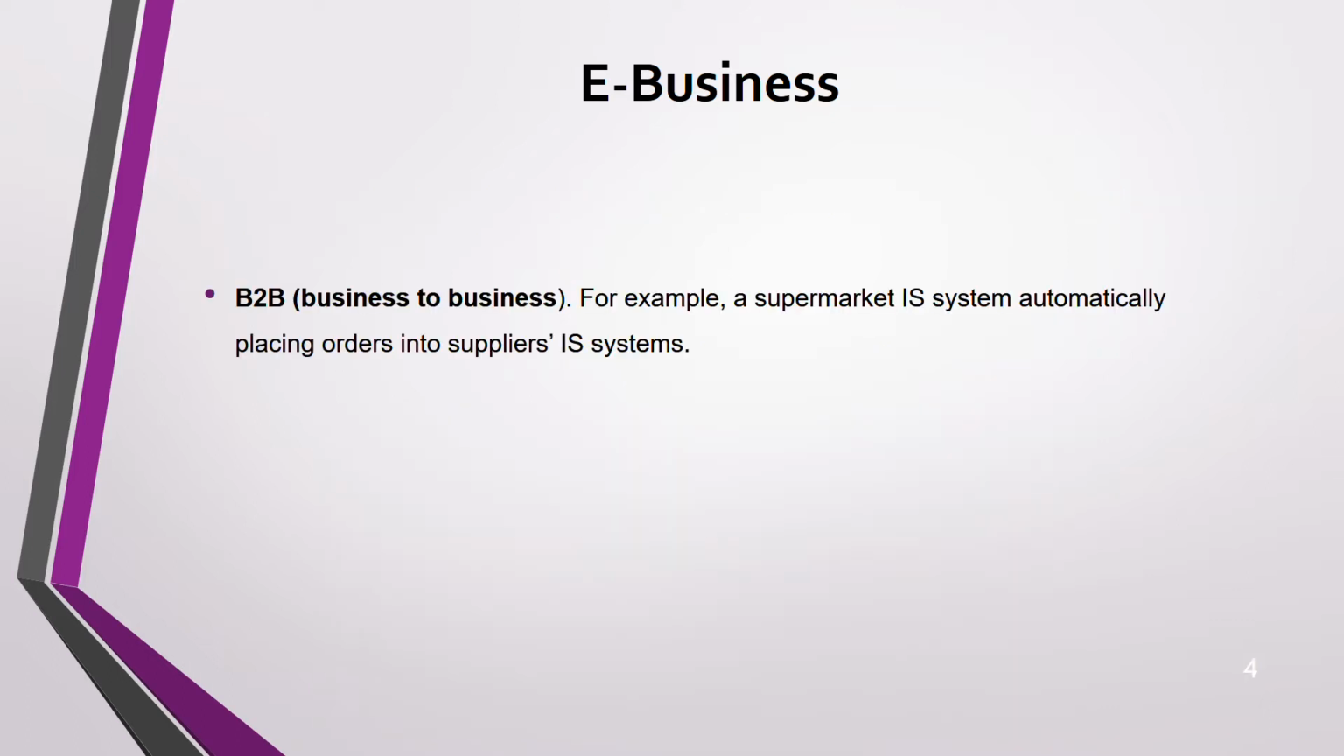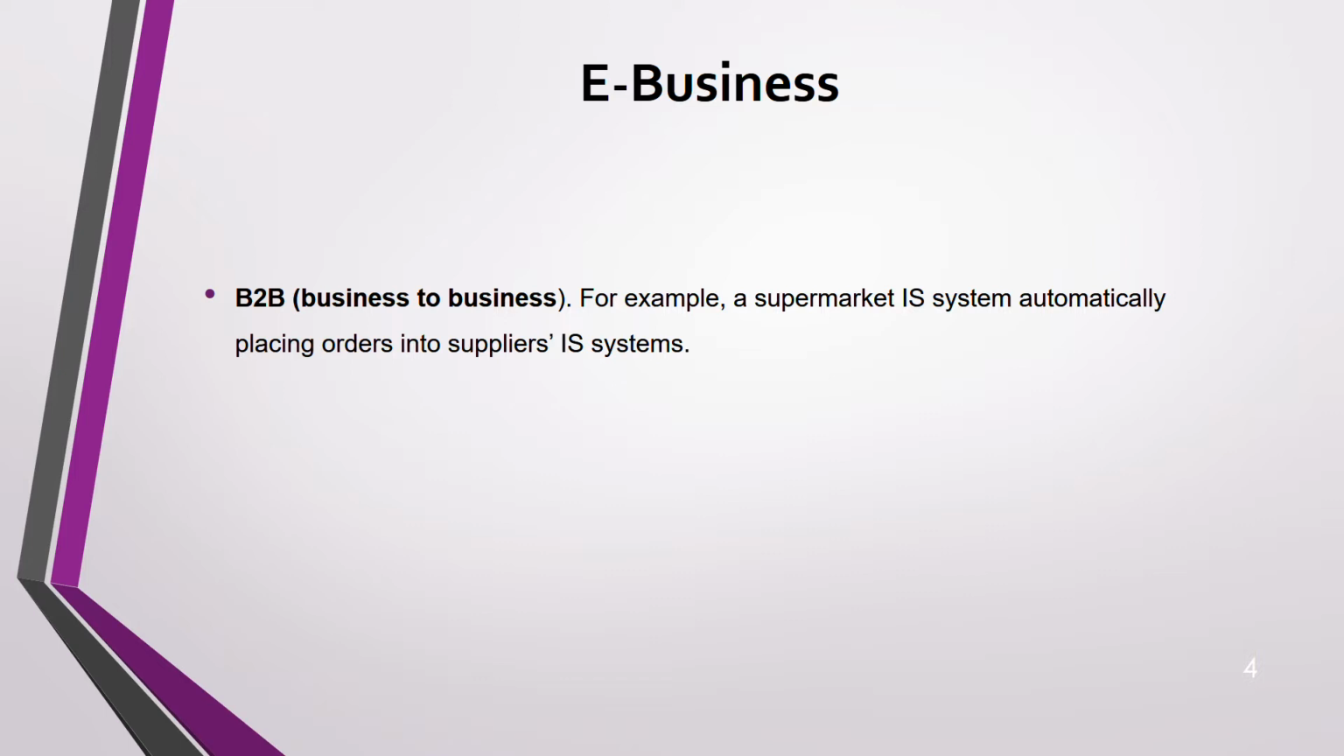First is business to business. An example is a supermarket information system automatically placing orders into a supplier's IS system. That means you, as a supermarket, are automatically placing orders into your supplier's system. You are a business, you are operating. The supermarket is a business, and you are placing the order with a supplier, which is also a business. So it is business to business. The first B stands for who is initiating it. Both have to be businesses, then it is named business to business. The supermarket is ordering.